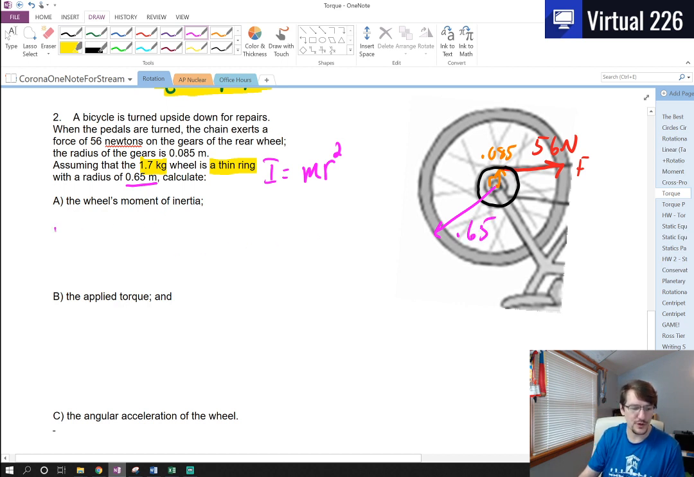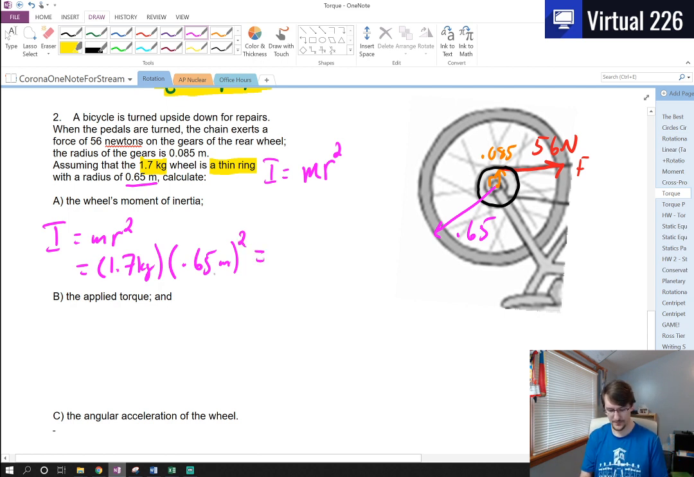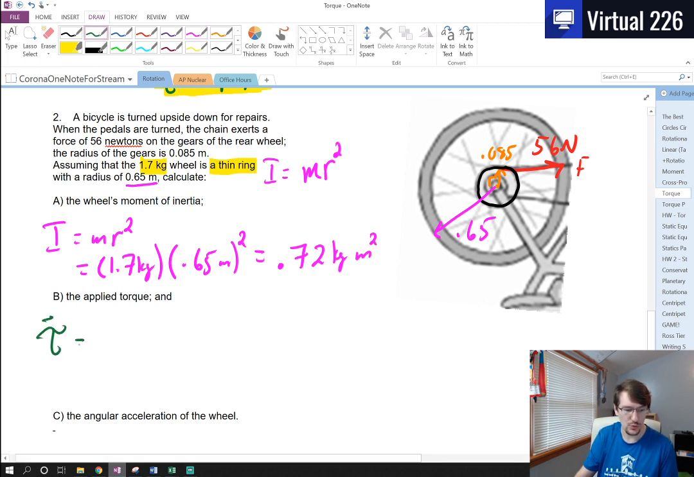So to find the wheel's moment of inertia, we do just say I equals mr squared for the wheel. That is the 1.7 kilograms times the radius of the wheel of 0.65 meters. Don't forget that squared. Let's multiply it all together real quick. So 0.65 squared times 1.7. We get a moment of inertia of about 0.72 kilograms meters squared.